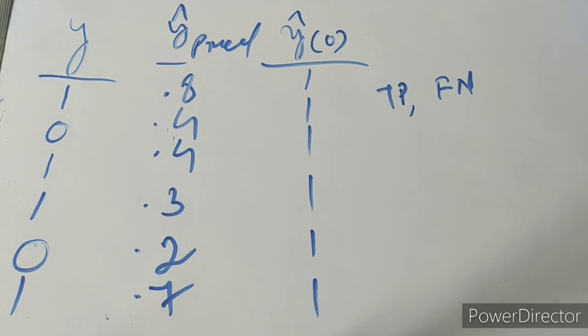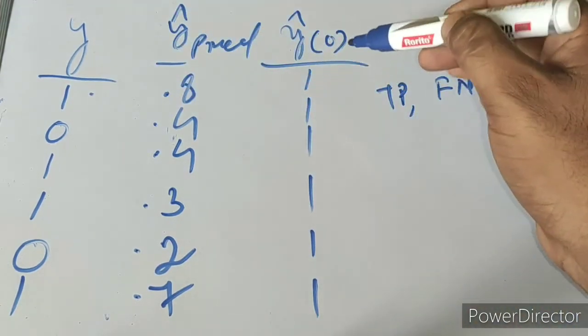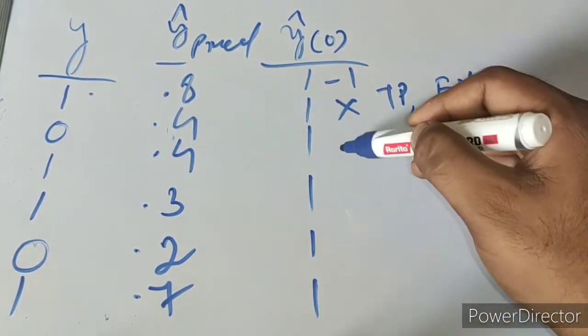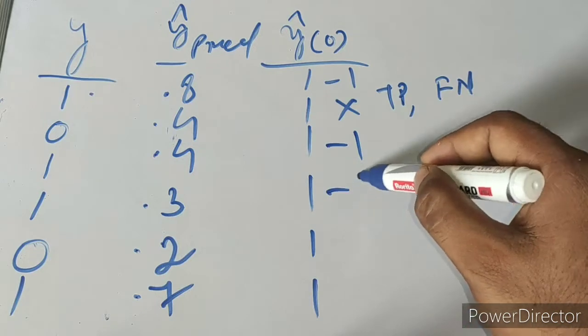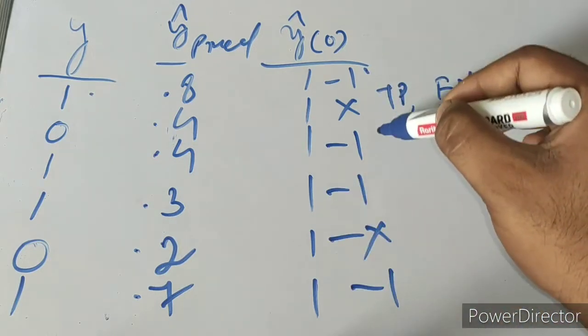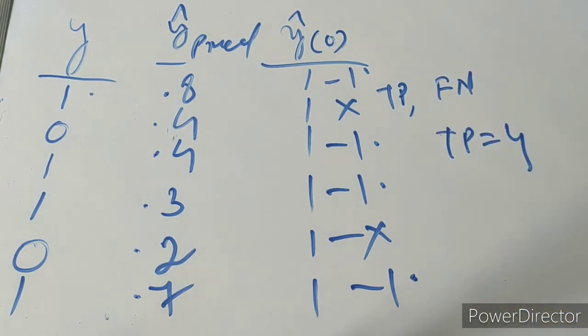So to understand true positive rate, let's consider how many true positives are present. What is a true positive here? When the actual value is positive and the predicted value is positive, it means actual value is 1 and predicted value is 1. This is 1, this is not, this is 1, this is 1 more, this is not, this is 1. So 1, 2, 3, 4. So here true positive equals 4.